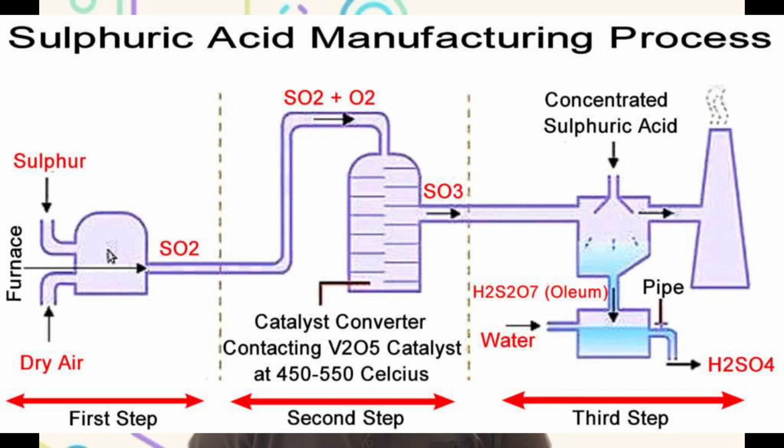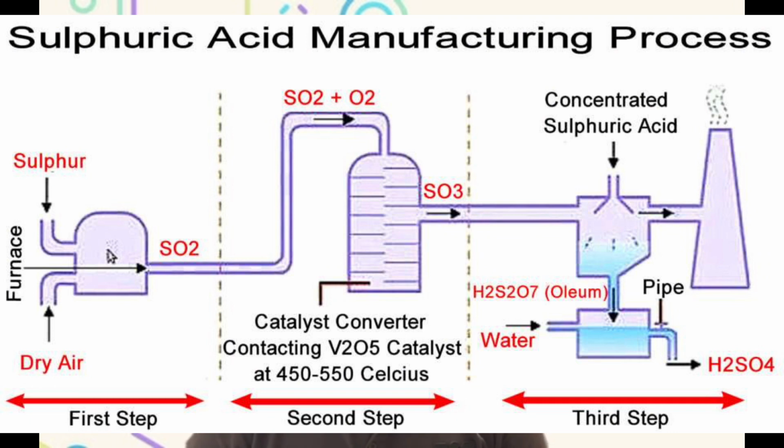The second raw material of this process is air, which is taken from the atmosphere. In order to burn sulfur, it is sprayed into a furnace where it burns in dry air. Sulfur combines with oxygen in the air to form sulfur dioxide. S plus O2 equals SO2.